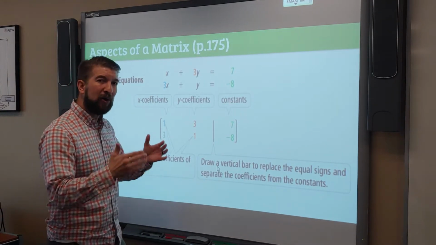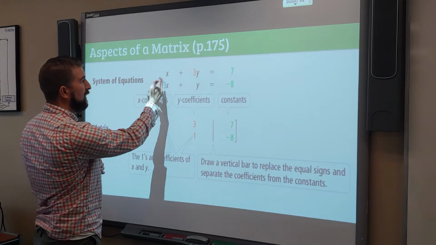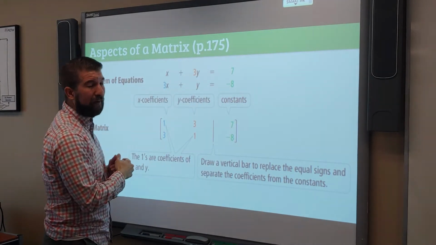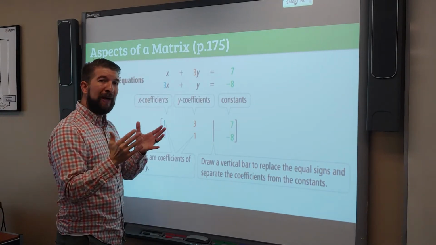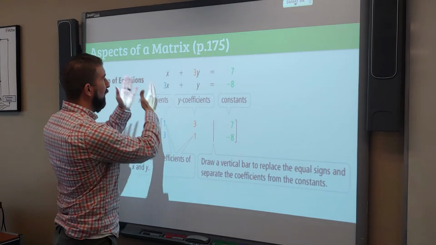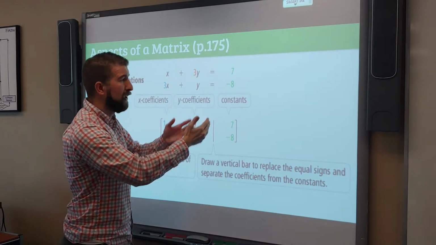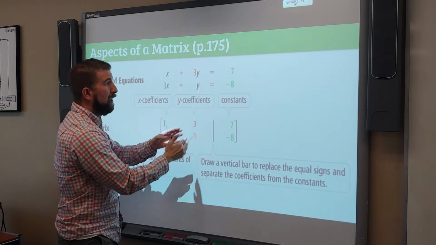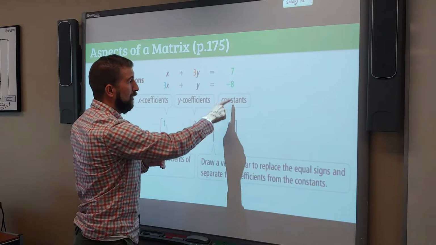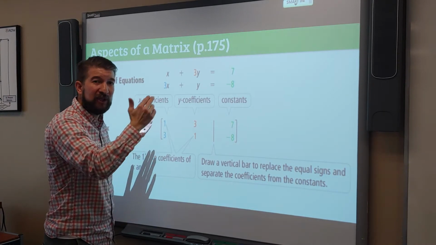So how do we go from an equation to a matrix? Here's how we would do this. We have x plus 3y equals 7, and 3x plus y equals negative 8. You want to make sure your equation is in this form: x plus y equals a number. So you can have coefficients on the left side of the equal sign and constants, or just the numbers, on the right side. Then I just take the coefficients. I just take the numbers.